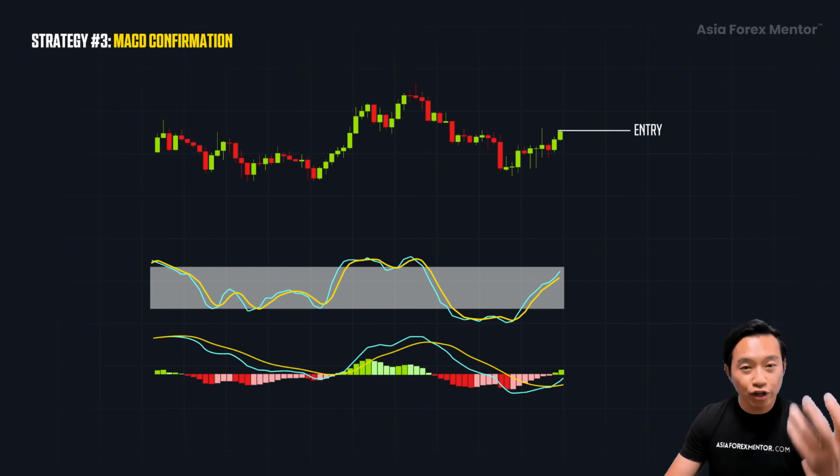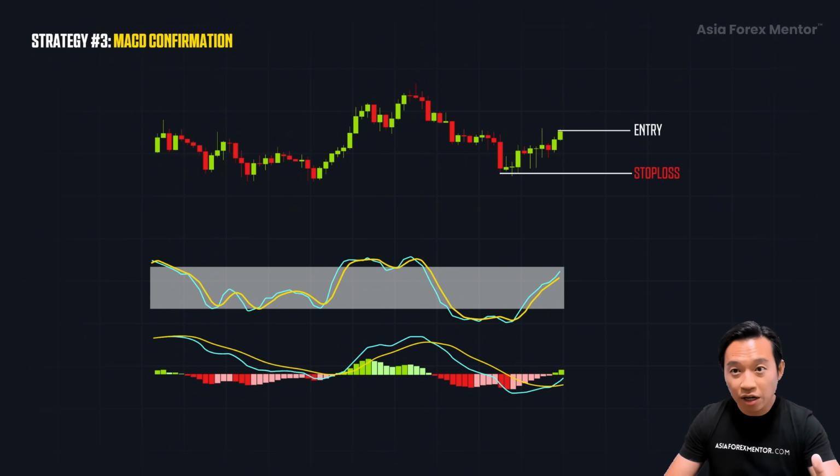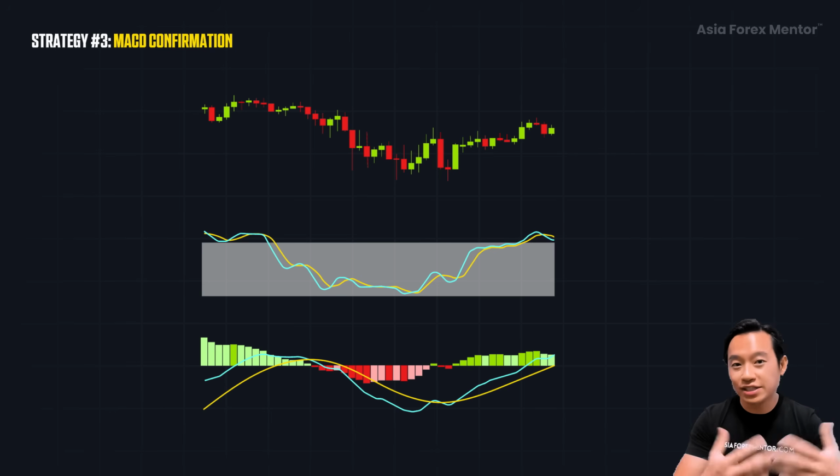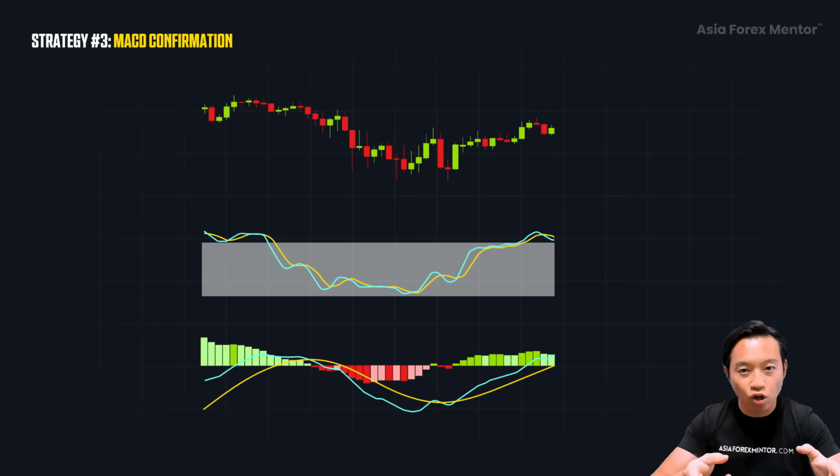After you place a buy order, you place your stop loss where? Just below your recent swing low. This is like your safety net. And for your take profit, where do you go? You aim for the next rejection level. Now for the sell setup, it's the same. You flip the logic.